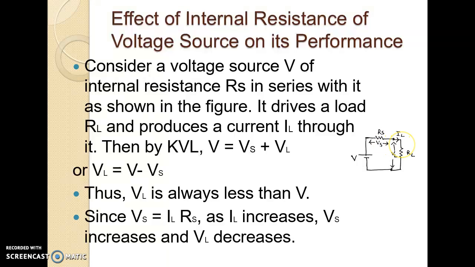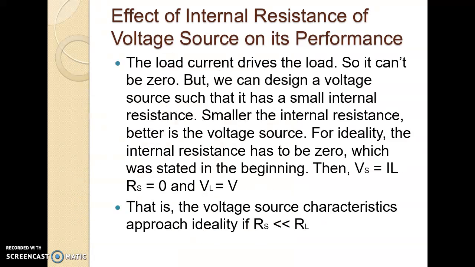Because this is a series circuit, we can use Kirchhoff's voltage law to analyze it. By KVL, the total voltage V supplied by the battery is equal to Vs plus VL, or VL, the load voltage, is V minus Vs. Thus, we can see that VL is always less than V. Since Vs is IL into Rs, as IL increases, Vs increases and VL decreases. The load current drives the load, so it can't be made equal to 0.